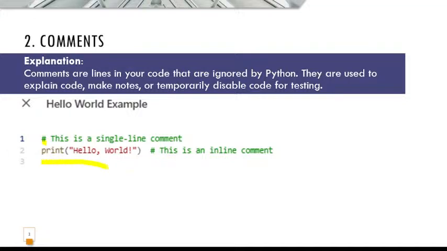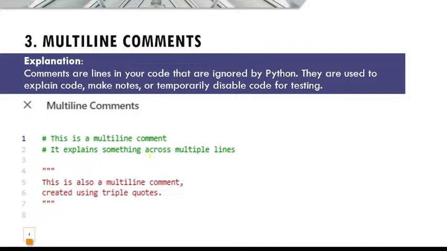So for example, print hello world, this is the first code that we write. Now this is an inline comment, and we don't want it to hamper our coding. So for this we have written this hash, which is for making comments.